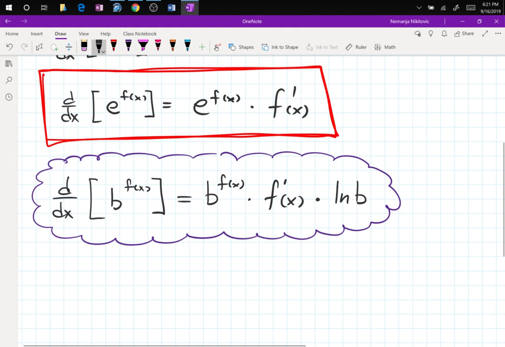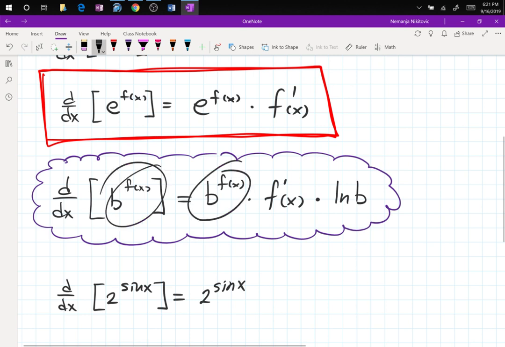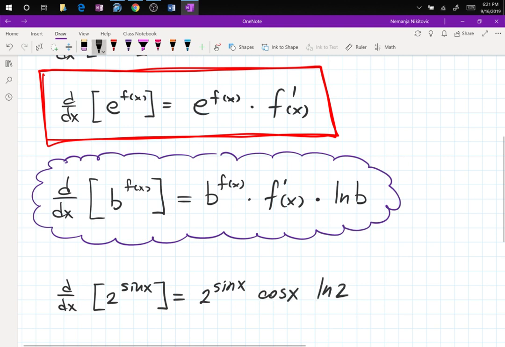So now, I can ask you, what is the derivative of 2 to the sine x? And you will just follow the formula. 2 to the sine x, because it says repeat the same thing, right? Times the derivative of sine, which is cosine x, times ln 2. That's it. Done. It's as simple as that.